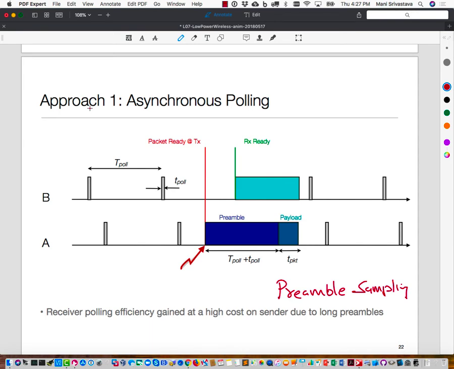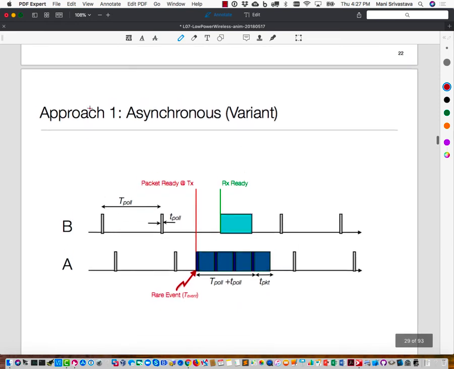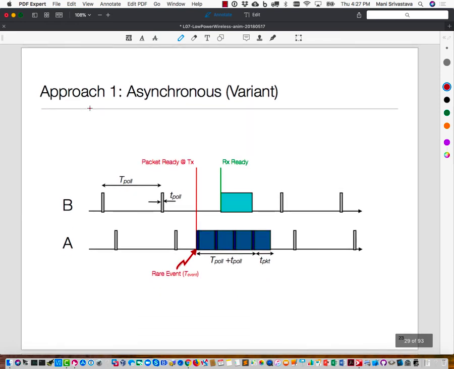The other one, which is very closely related, is that instead of a long preamble and a single payload, I send a sequence of minimal size preamble and payload. So essentially, I'm sending a complete packet, and I send many of them. So it's a packet train model.